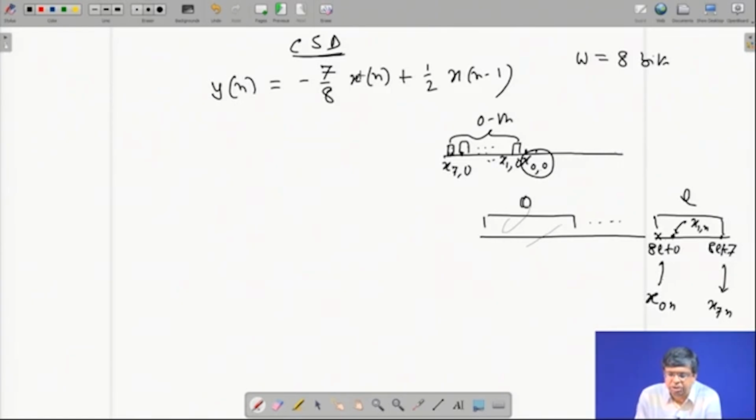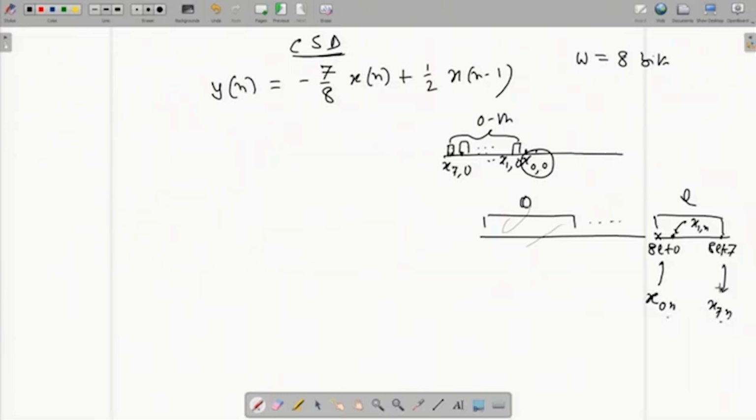At 8l plus 0, x0n, the LSB of xn, gets in. At 8l plus 1, the next bit comes in, x1n. Dot dot dot, at 8l plus 7, the last bit, the MSB, comes, x7n. This is all for the nth word, and so on and so forth, okay.